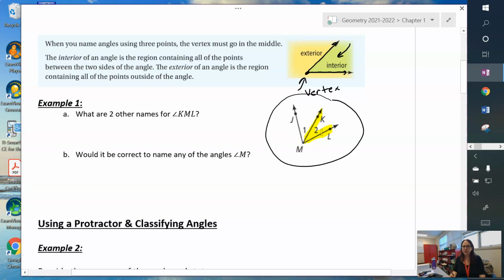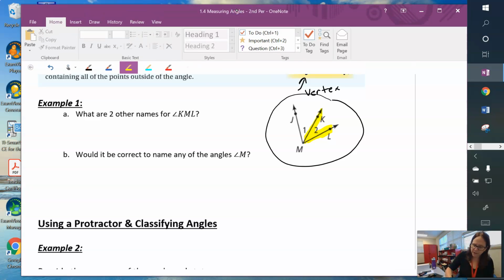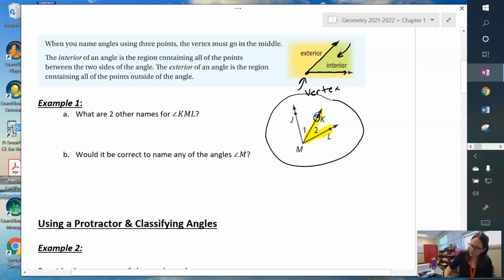This right there, that's angle KML. I can name it by the K, the vertex M, and then the other point, so KML. I can also go in the other order. I can call it angle LMK. As long as your vertex is in the middle, you're fine. Also, because it's been given a number 2 in the diagram, I can call it angle 2.